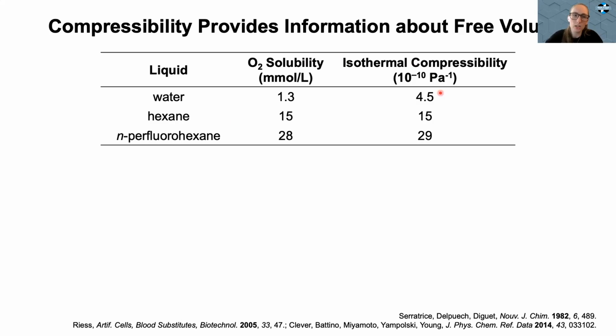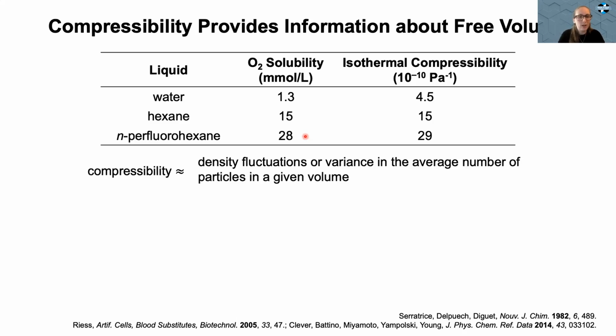The reason that we initially chose it is that if you look at the solubilities compared to the compressibilities for the three liquids that I discussed previously, you can see that they're very similar. Water has a very low solubility and a very low compressibility, whereas on the other end of the scale, perfluorohexane has a very high solubility and a very high compressibility. So how can we understand, as a first pass, why compressibility might tell us something about the liquid structure? It turns out compressibility tells you something about the density fluctuations within the liquid. Another way of saying that would be that compressibility tells you about the variance in the average number of particles within a given volume.